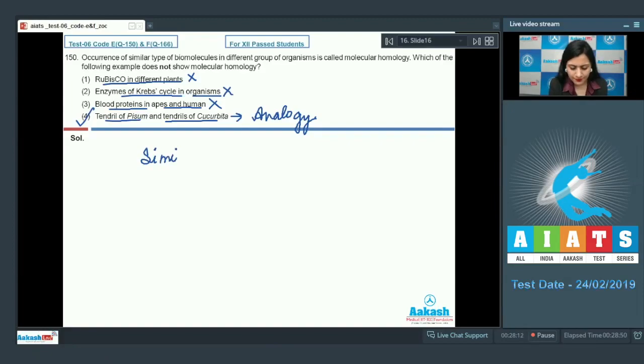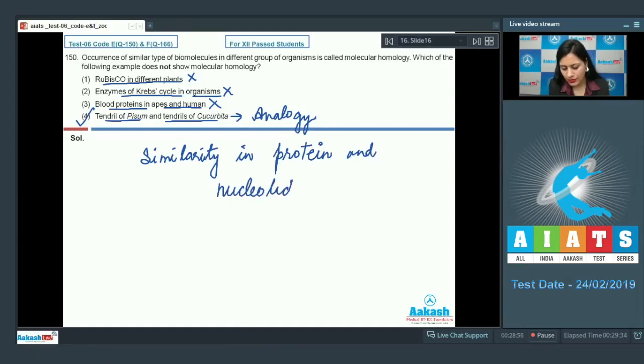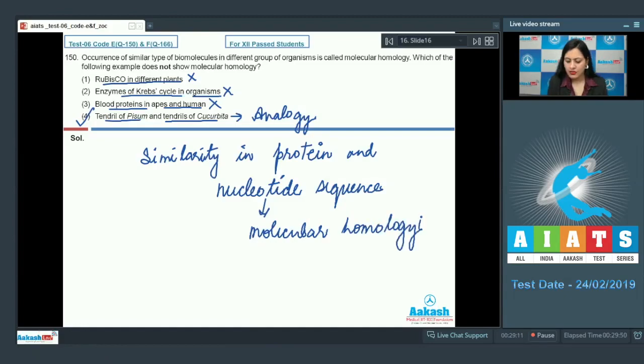Similarity in protein and nucleotide sequence represents molecular homology. So the correct answer to this question is option number 4. Let's discuss our next question.